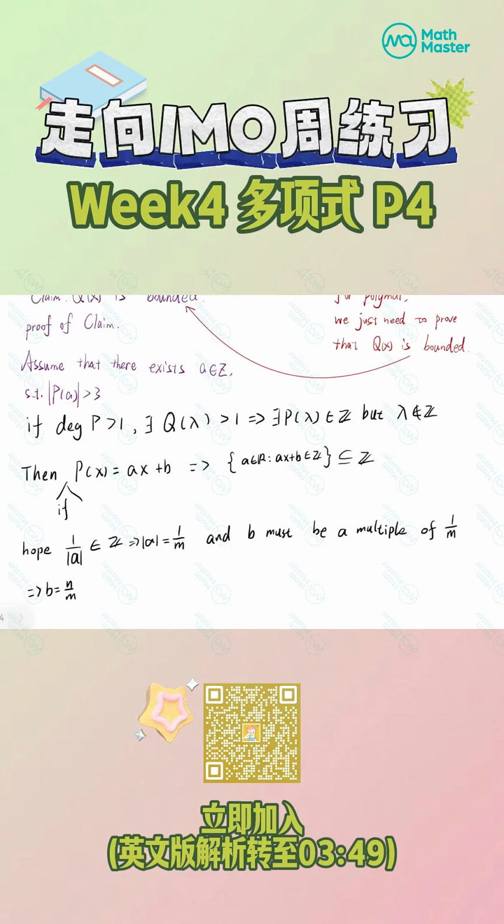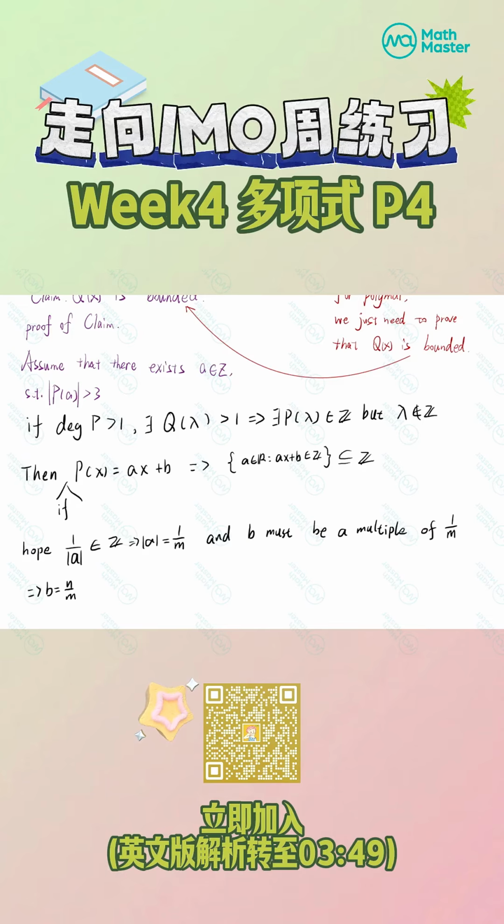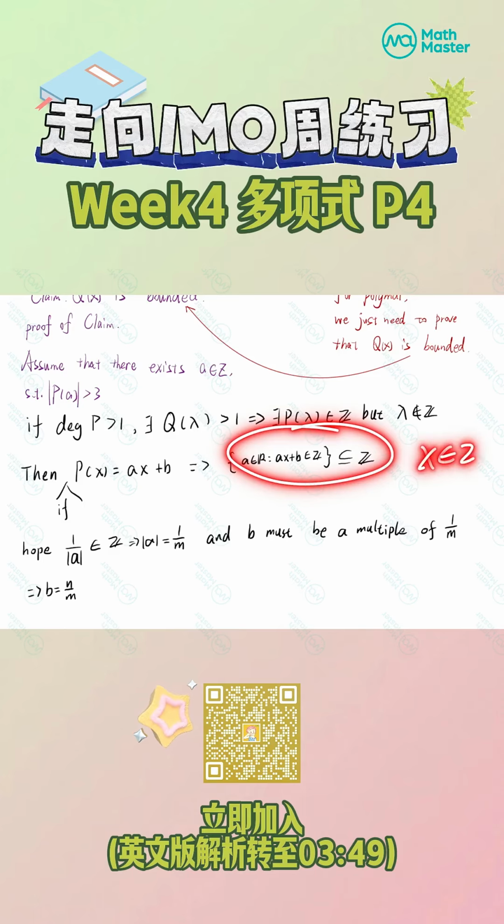So, our P(x) must be in the form of a linear function like ax plus b. Then, we must be thinking of something like this, which is a subset of the integers. If this thing is an integer, x must also belong to the integers.